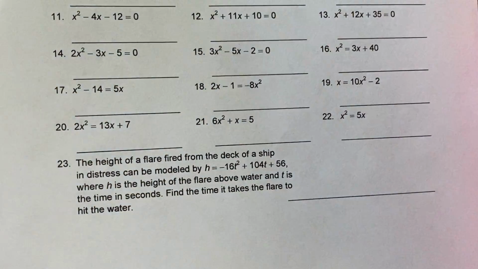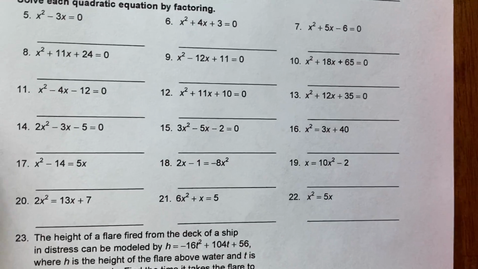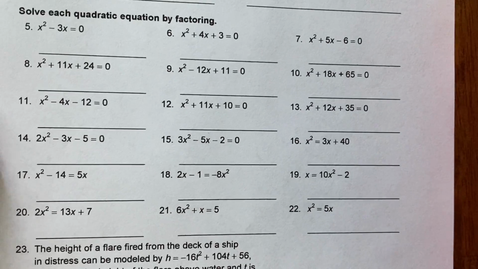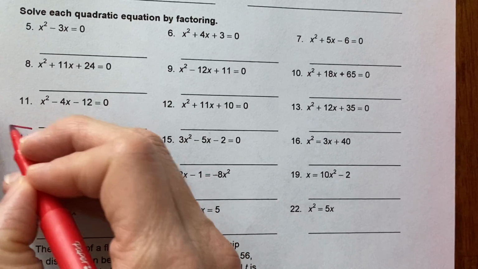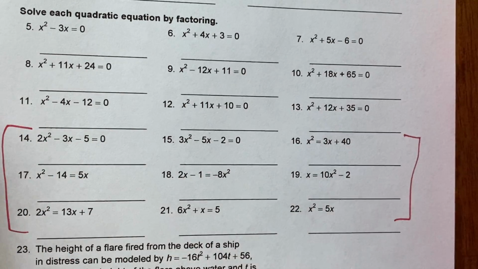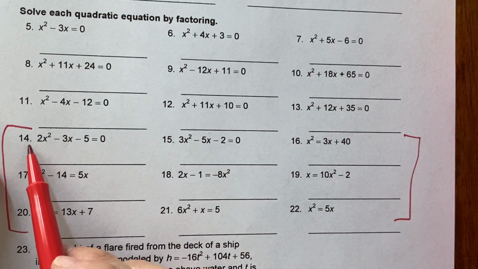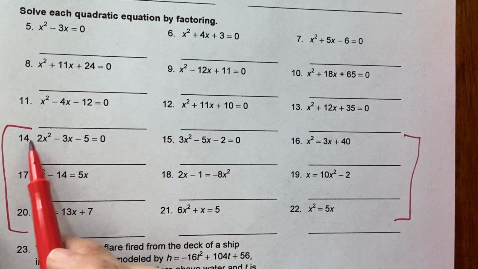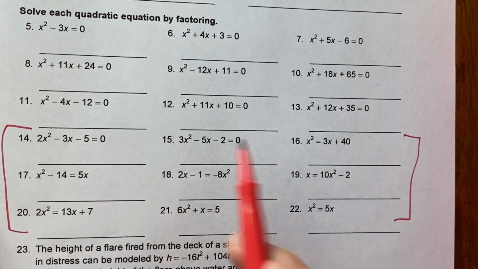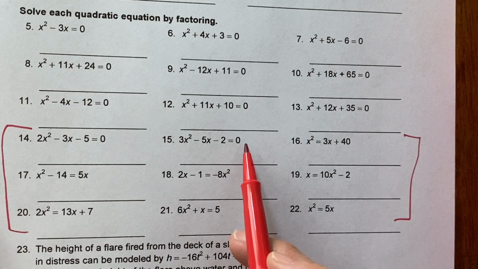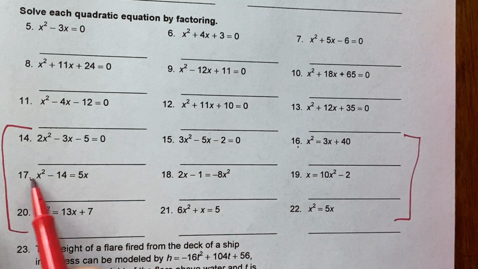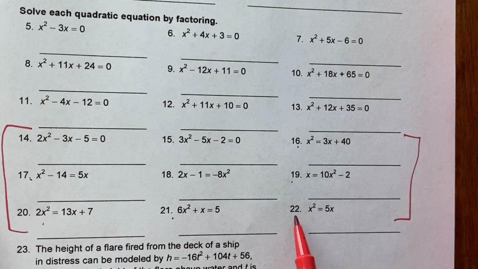Your optional homework assignment is 9-6 practice B, and 14 through 22 are the ones that look like what we did today. So this is a straightforward AC method, factor and solve. This is a straightforward AC method and solve. And then 16, 17, 18, 19, 20, 21, 22, you have to maneuver around first.